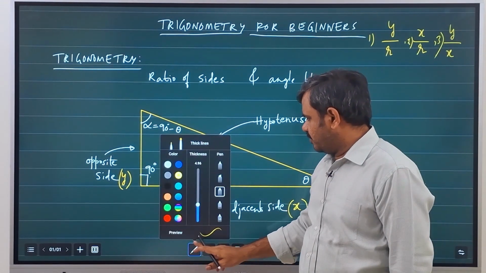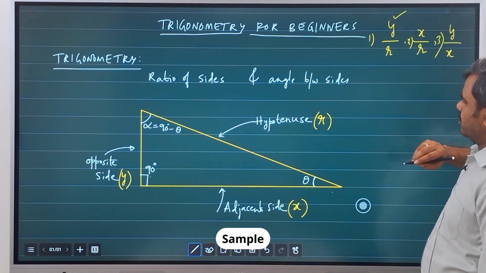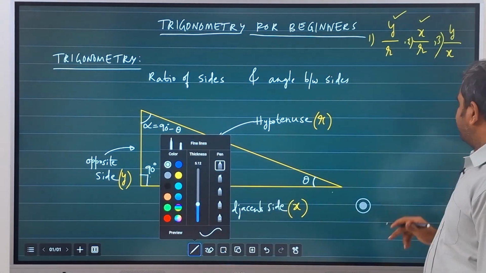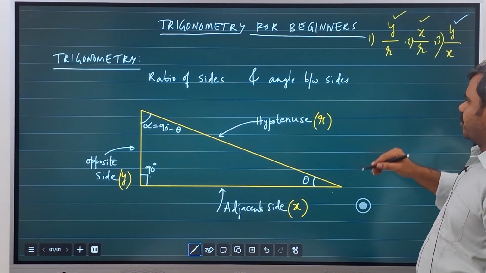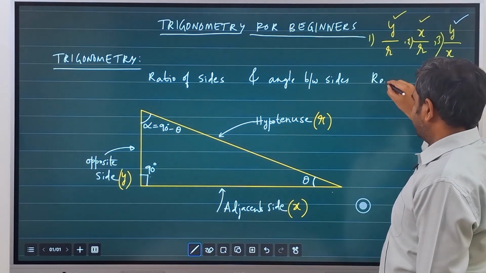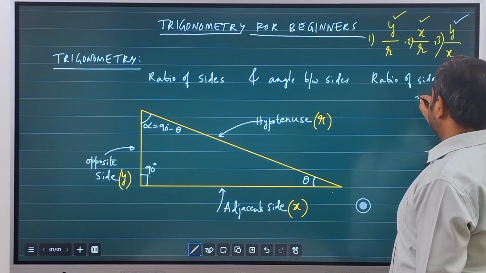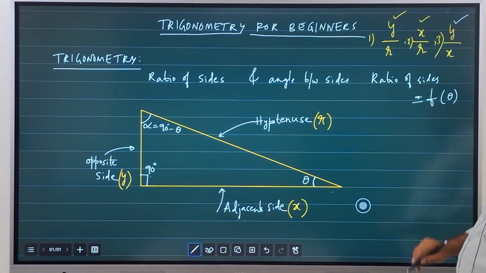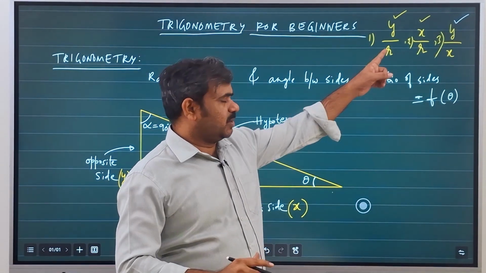So ratios of the sides also change when angle between the sides changes. Y by r is changing, x by r is changing, and y by x is also changing as theta is changing. Since these ratios depend on angle theta, we can write that ratio of sides is a function of theta. Y by r is a function of theta. X by r is a function of theta. Y by x is also a function of theta.